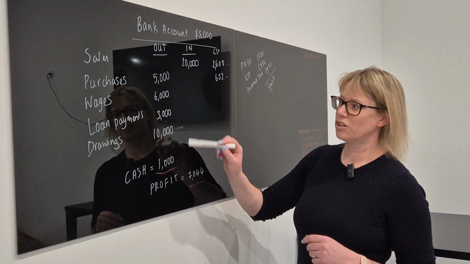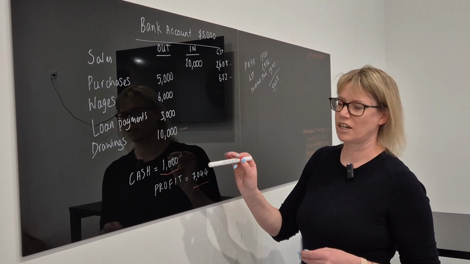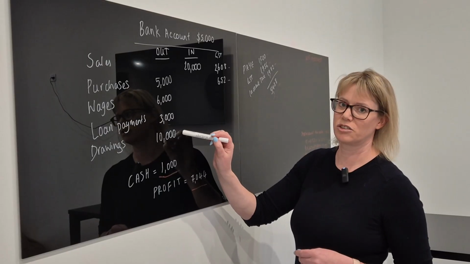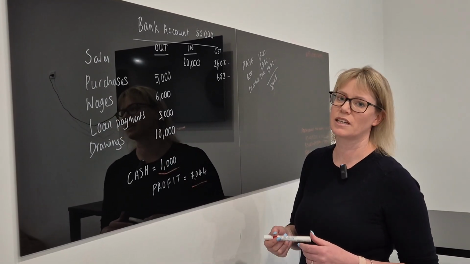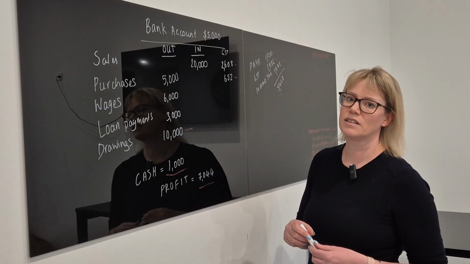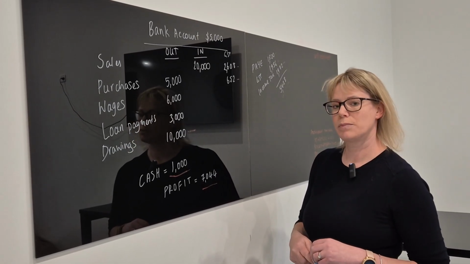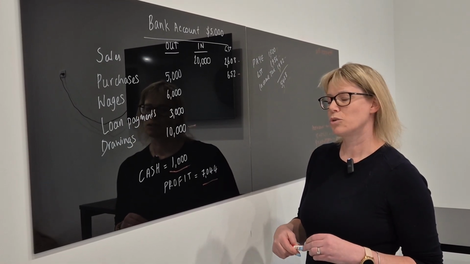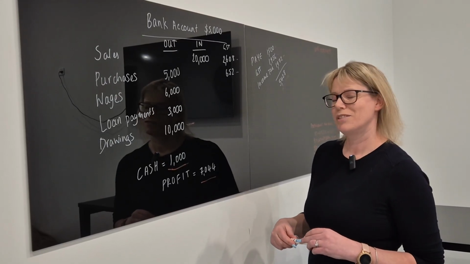So you need to look at the things that you can change. And the biggest one here is your drawings. You could be taking too much in drawings to be able to cover all of your taxes. So get a good budget, talk to your accountant, and hopefully we can help you.